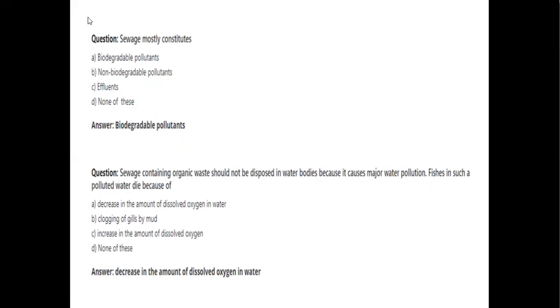Sewage mostly consists of biodegradable pollutants, non-biodegradable pollutants, effluents, none of these. Remember, sewage mostly consists of biodegradable pollutants with some non-biodegradable pollutants, but most of the pollutants are biodegradable. Sewage containing organic waste should not be disposed in water bodies because it causes major water pollution. Fishes in such a polluted lake die because of decrease in oxygen level. So option A is the right answer, decrease in amount of dissolved oxygen in the water.